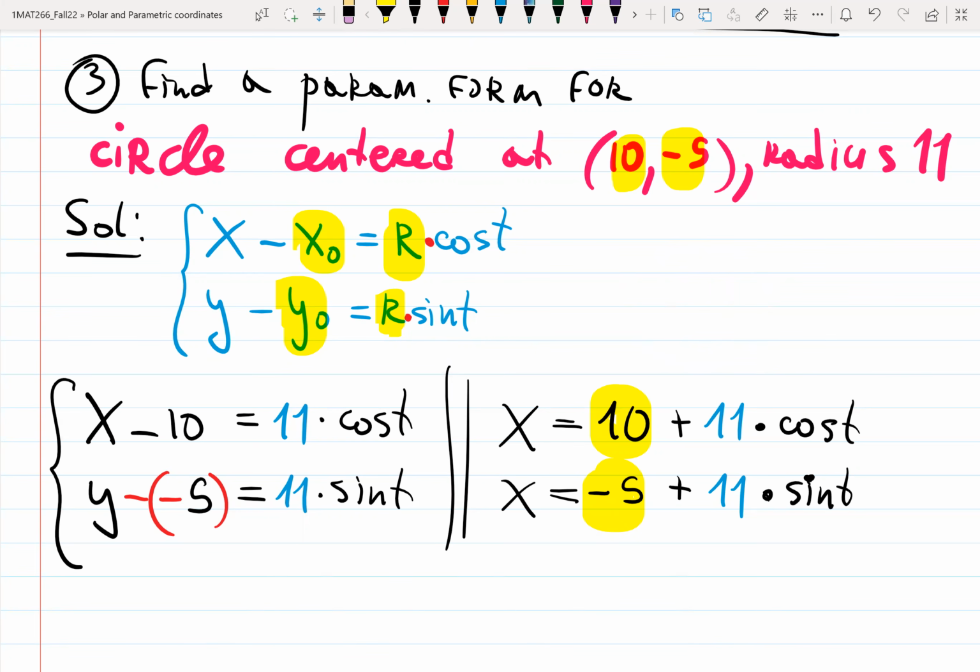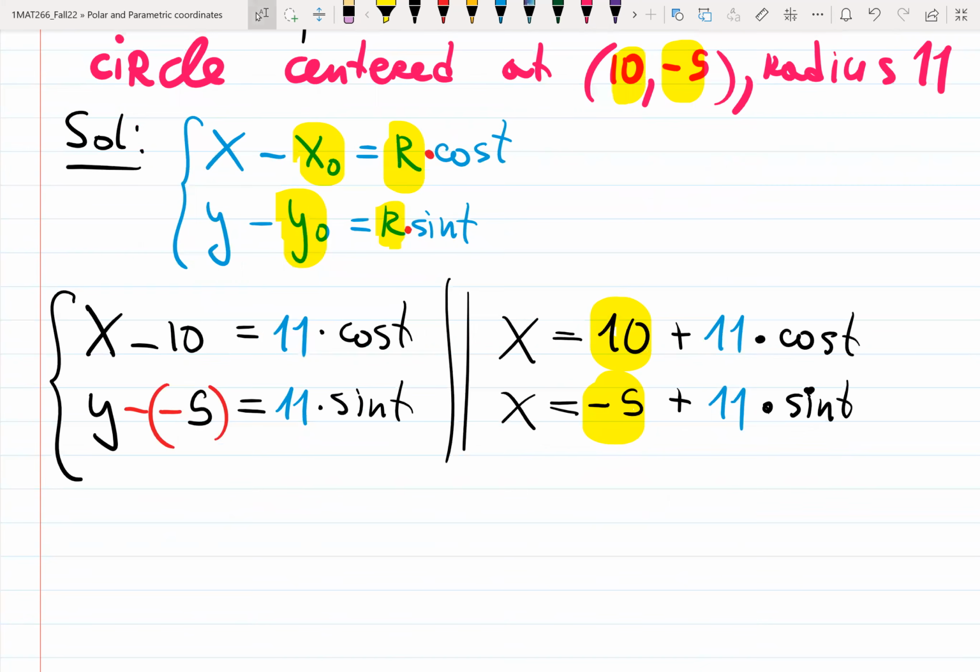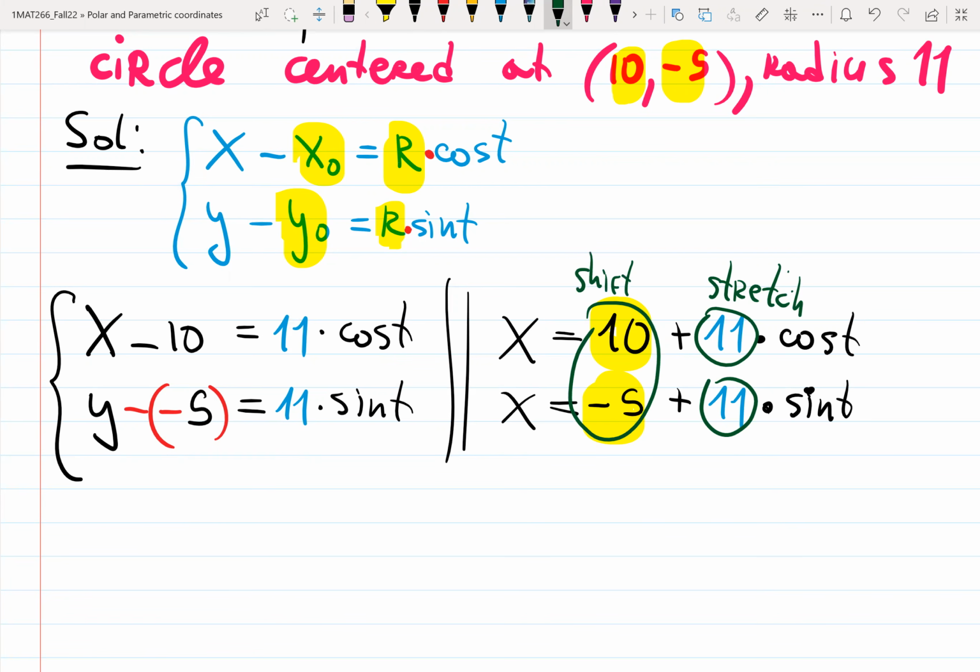And then 10 and -5 tells you the shift. Remember from the pre-calculus class, this is a stretch. A stretch is when its function is multiplied by something. But this is a shift, vertical or horizontal shift. For X, it is horizontal shift. For Y, that's a vertical shift. So that's why the center is shifted 10 units to the right and 5 units down.